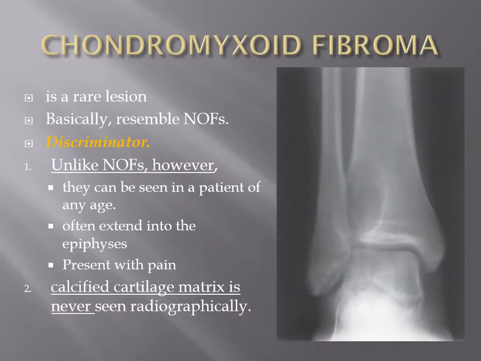Chondromyxoid fibroma also is a rare lesion. It basically resembles the non-ossifying fibroma. However, the difference between them is that this can occur at any age, while we said non-ossifying is usually younger. Often they extend into the epiphysis and usually present with pain, and sometimes it can have calcifications.